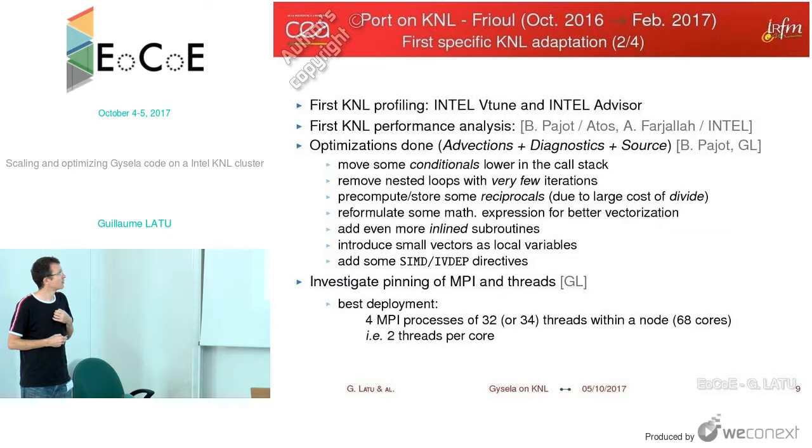We avoid a divide operation because we see that it is a costly operation on KNL, which is not the case for Skylake and Broadwell. We reformulate some mathematical expressions in order to better vectorize. So it's some refactoring of the code so that the compiler finds what it is looking for vectorization.